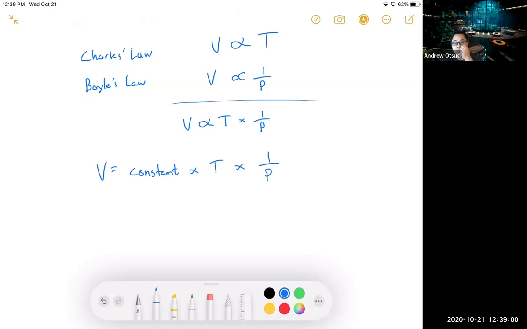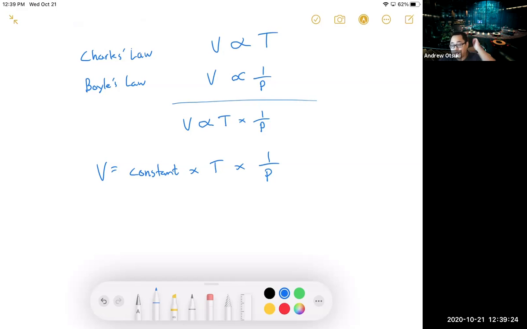Like so. The reason we don't say temperature is proportional to 1 over P is because here we're just relating volume to the two other variables and not all three of them, because that would be confusing. So we have to look at one variable at a time. So the constant, like so.